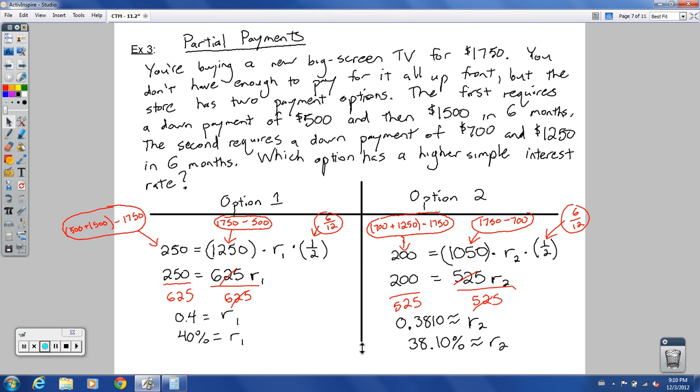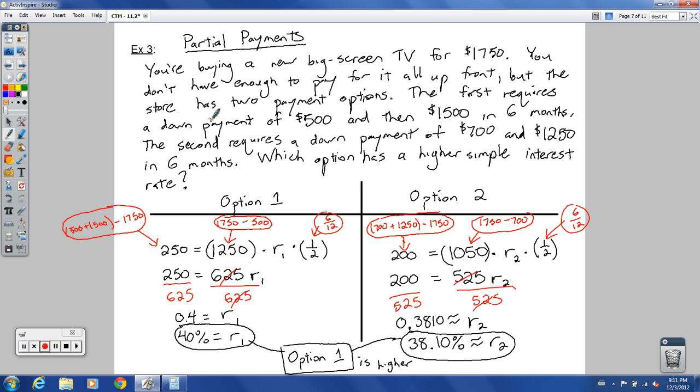Which one's going to be higher? Option 1 is just a little bit higher. So option 1 is, I think, the worst option of the two. I think they're both terrible options, honestly, because those are really, really high interest rates. But looking at that one and that one, if you had to choose which one you'd want to do, you'd want to use option 2 because it has a lower interest rate. So option 1 is higher. So I hope that big screen TV is worth it to you if you're going to take out a loan for something like that.